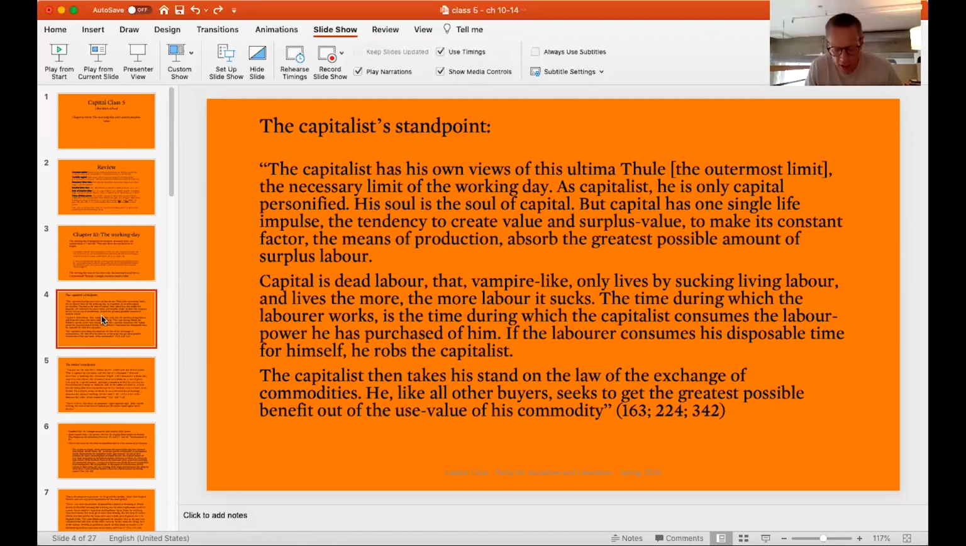And according to the laws of exchange, capital as a buyer of a commodity wants to get the maximum use out of it and is entitled to that, right? In the same way that when I buy an iPhone, Apple can't really tell me exactly how to use it. And if it does, then there will be legal or political struggles that unfold as a result of that.